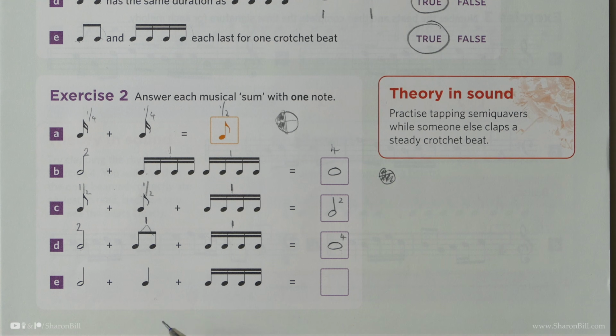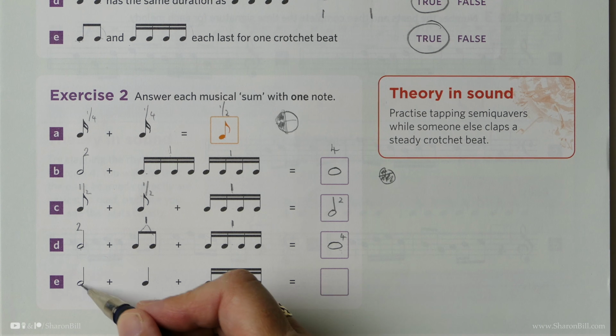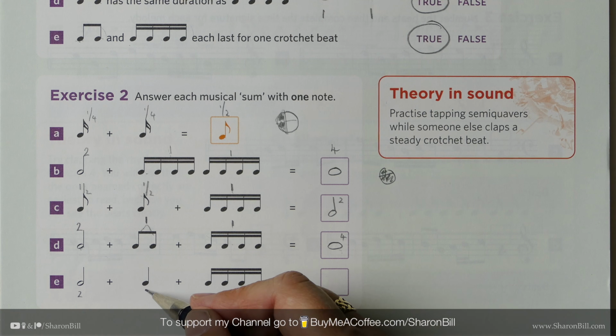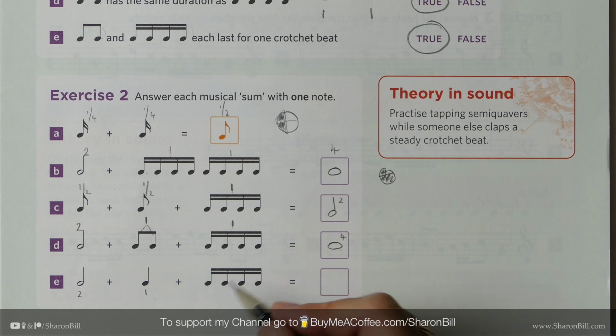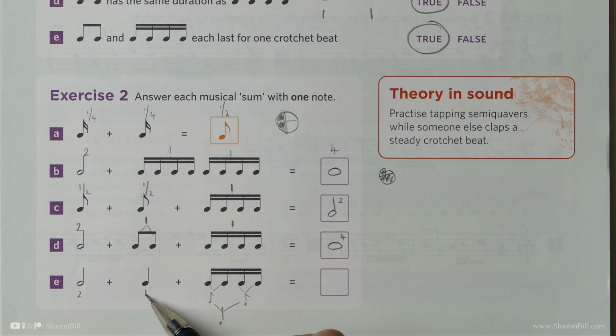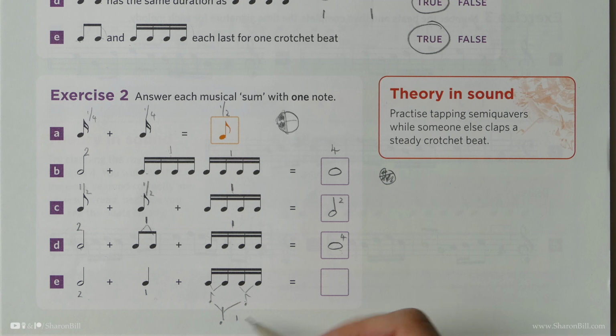And then finally, let's try this last one. We have a minim, which is 2, and a crotchet, which is 1. And then we have 4 semiquavers. We know that 2 semiquavers equals a quaver, and 4 semiquavers is the same as 2 quavers, which is a crotchet. So 2 plus 1 is 3, plus another 1 is 4, and there is our semi-breve, 4 beats there.